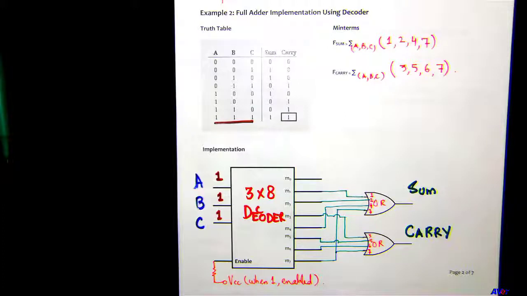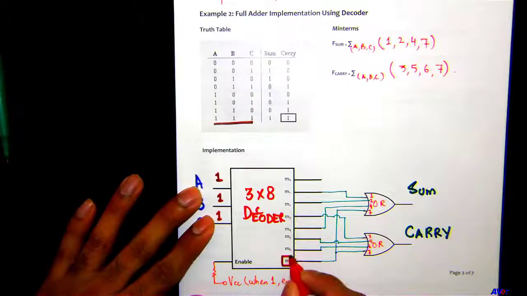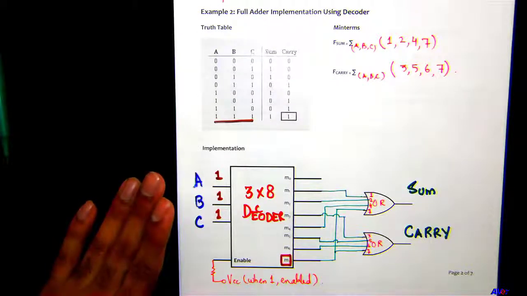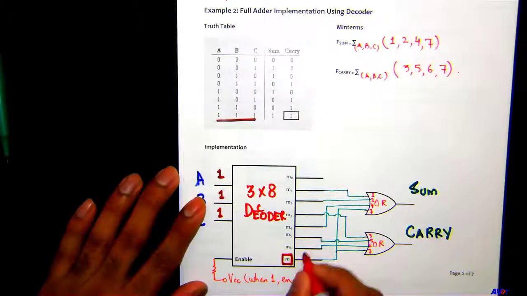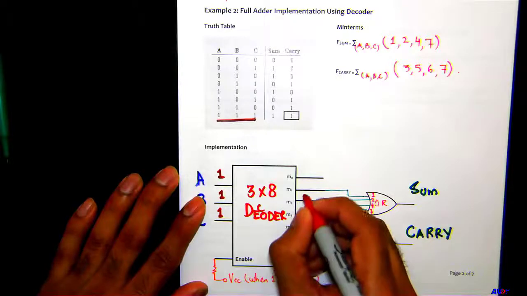111 makes a binary code of what number? 7, right? This means this M7 is going to be high, and the other outputs are going to be 0. So this will be high, and the rest of the others will be 0, right?